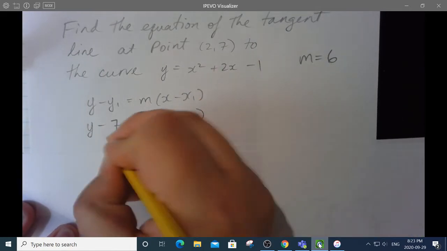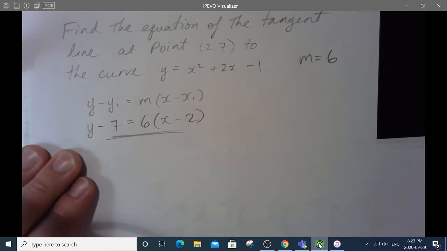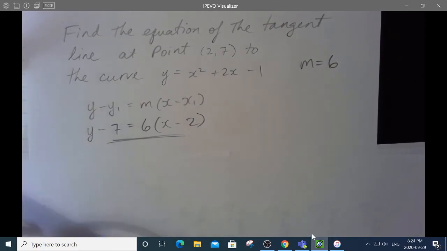Now, it didn't say what form it wanted the answer in, so I'm very happy just leaving it in point slope form. But let's check that out and make sure that this makes sense. You can check on Desmos if this works. When I graph this curve and I graph that line, it should look like a tangent, or else I've done something wrong.